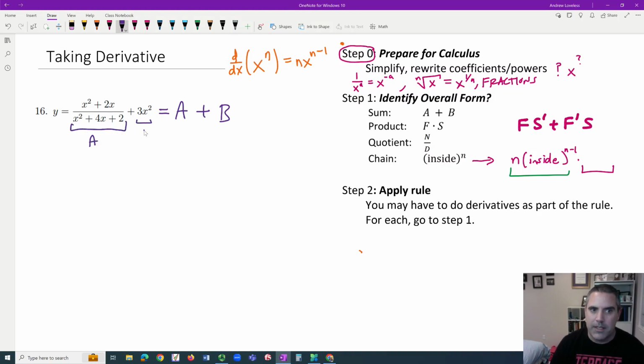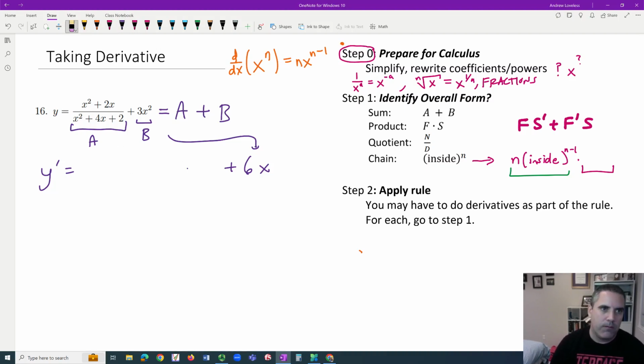I see two things that are completely separated by a plus. That's why I have this example in here. And the rule for that is just to take the derivative of each one separately. The derivative of the second one is fairly quick. It's 6x. That's b prime. The derivative of the first one, now I've got some more work to do.